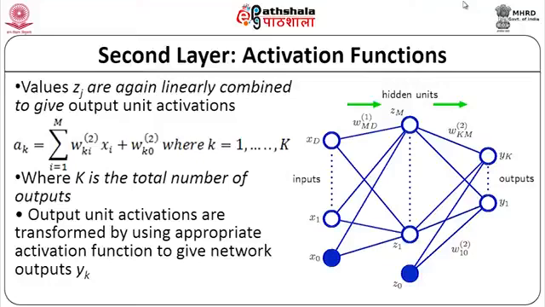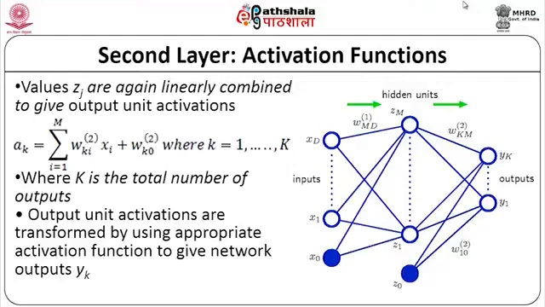In the second layer, the values zj are again linearly combined to give the output unit activations. So, ak is equal to the sum over i equal to 1 to m, again the m different combinations, of wki of 2 zi plus wk0 of 2, where k is equal to 1 to K.